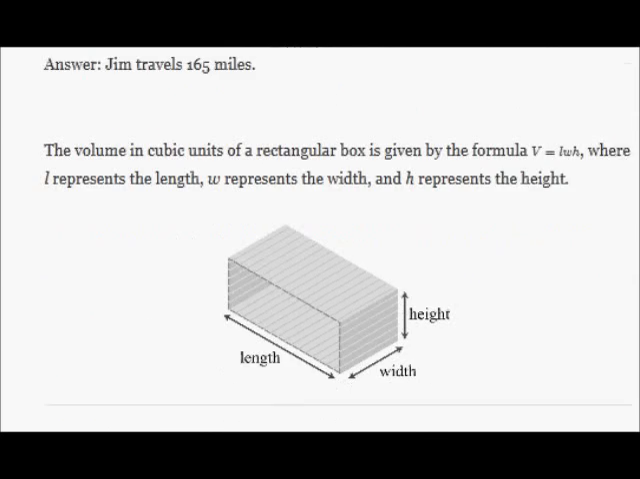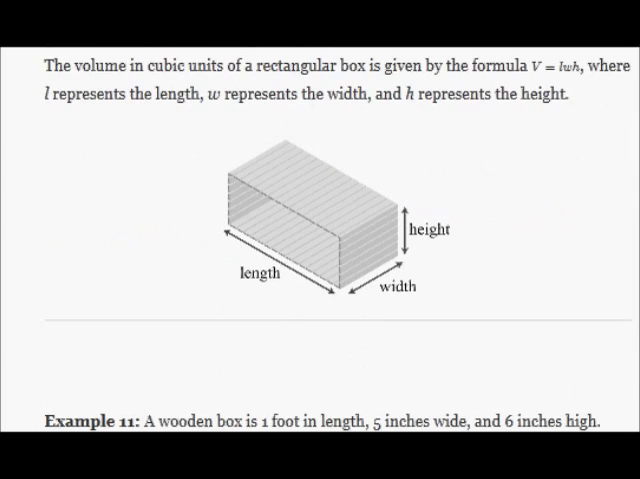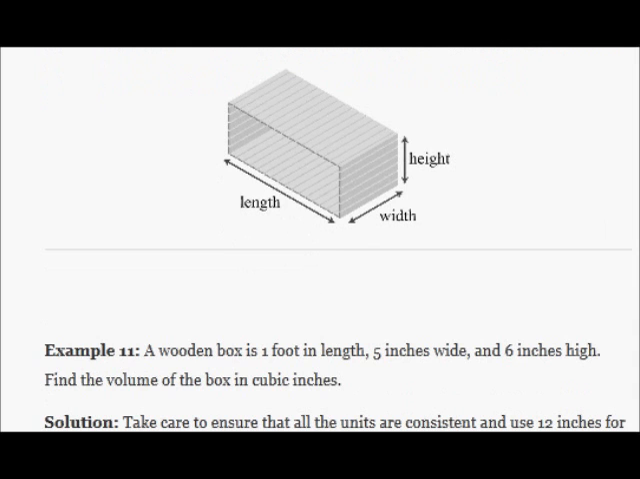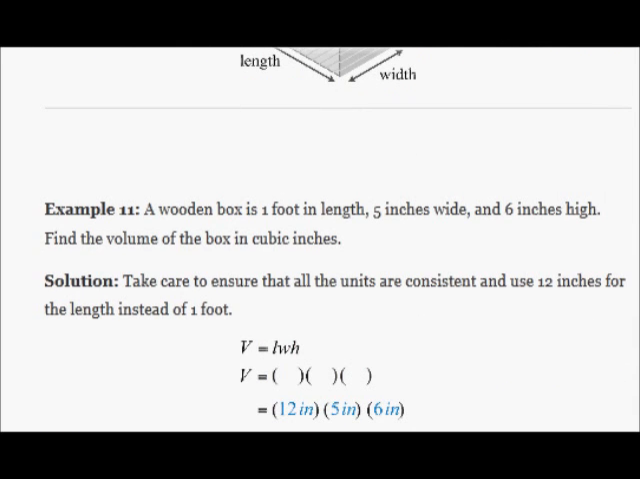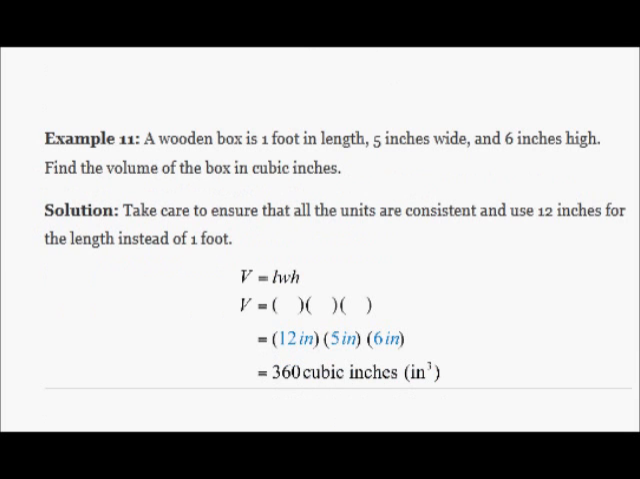Okay. The volume in cubic units of a rectangular box is given by the formula volume equals length times width times height, where L represents length, W width, and H height. A wooden box is 1 foot in length, 5 inches wide, 6 inches high. Find the volume of the box in cubic inches.